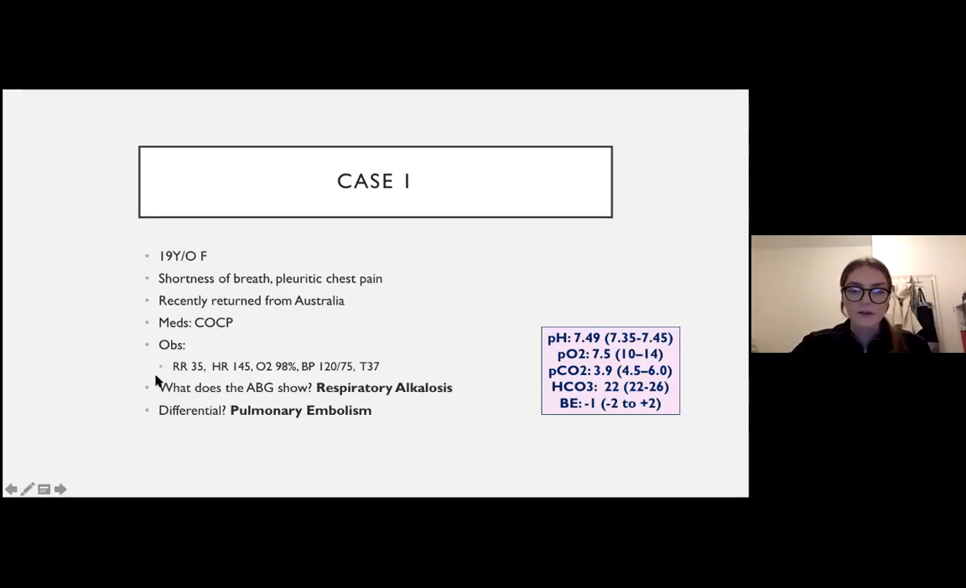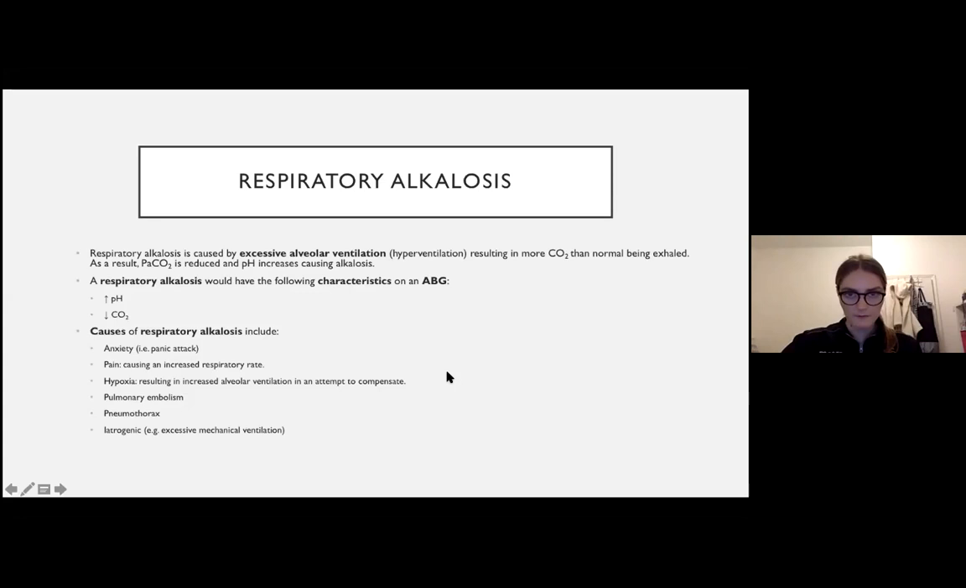So it's a respiratory alkalosis, and there's no compensation because the bicarb and the base excess are within normal range, and the differential is a PE. Fab. So just a little bit about respiratory alkalosis.